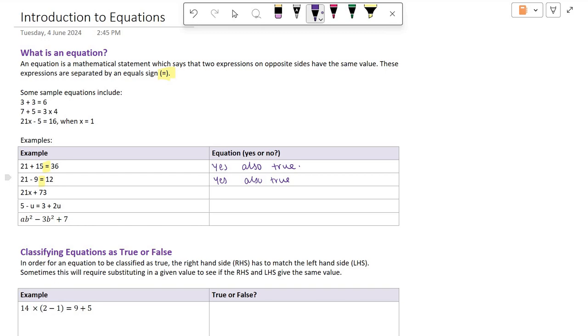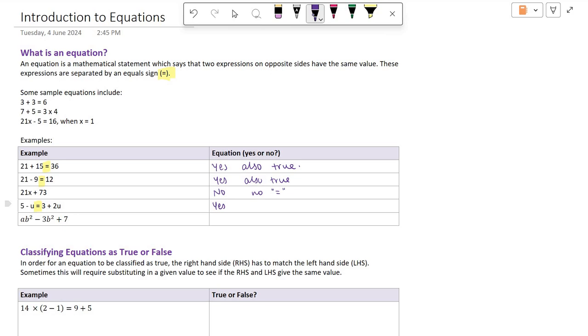Moving on to that third one, we've got 21x plus 73. There is no equal sign, so it is not an equation. Okay. This fourth one here, once again, I have two expressions separated by that equal sign. Yes, it is an equation. We don't know if it's true though, because we don't know what u is, but we do know it's an equation.